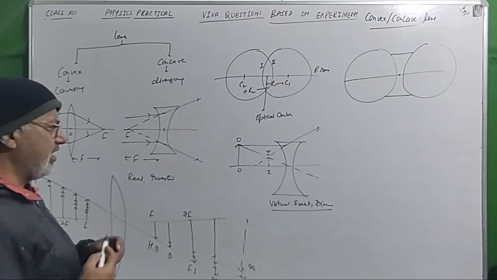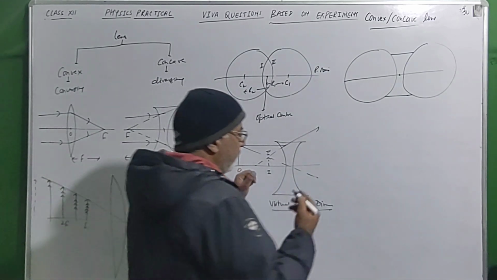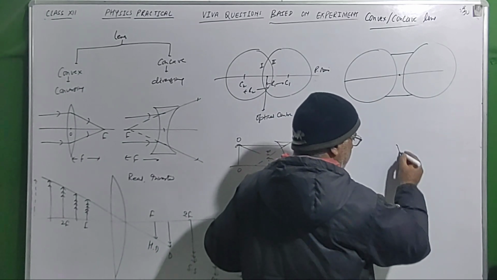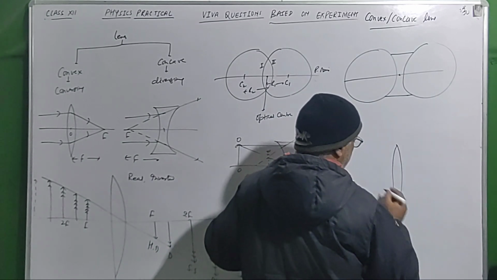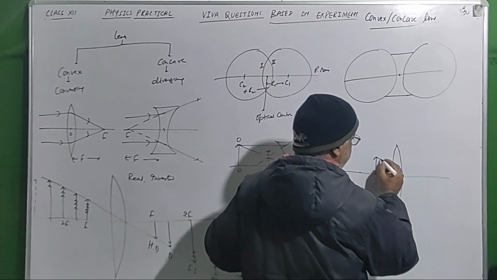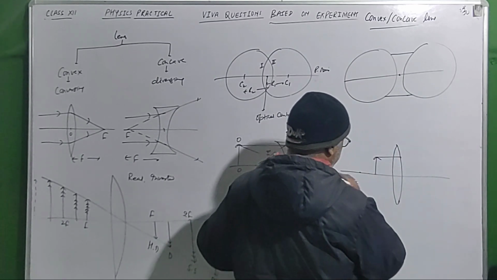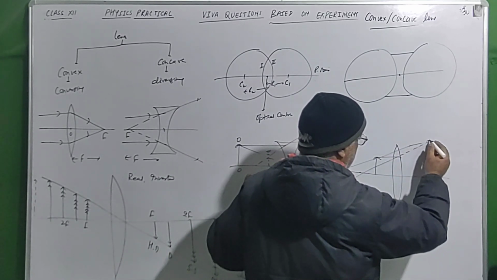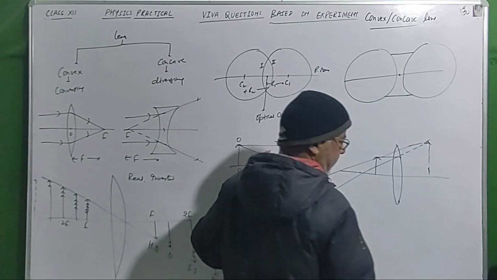How can we use a convex lens to form a highly magnified image? When the object is kept between the focus and the optical center, the image is formed highly magnified, on the same side.